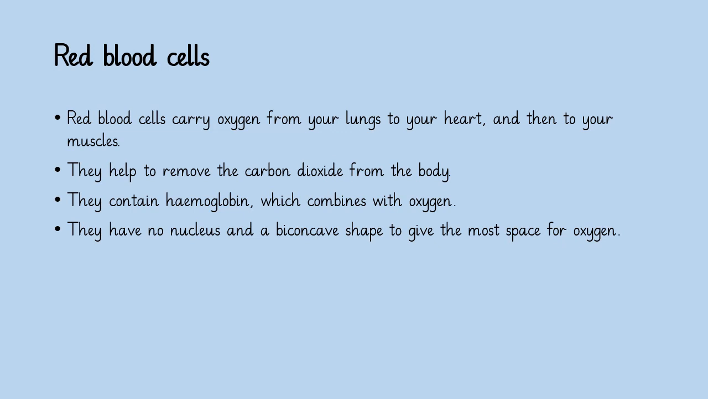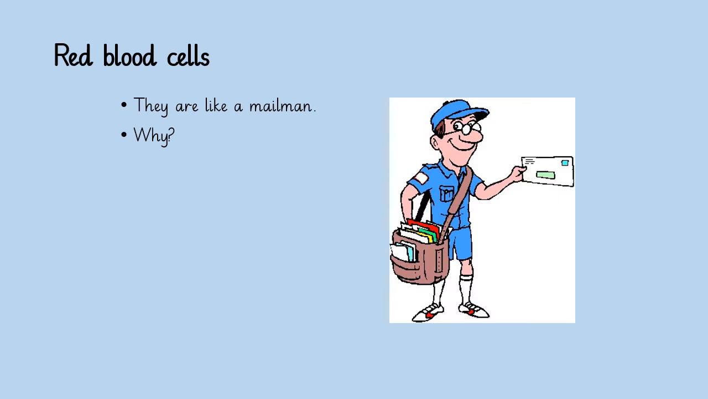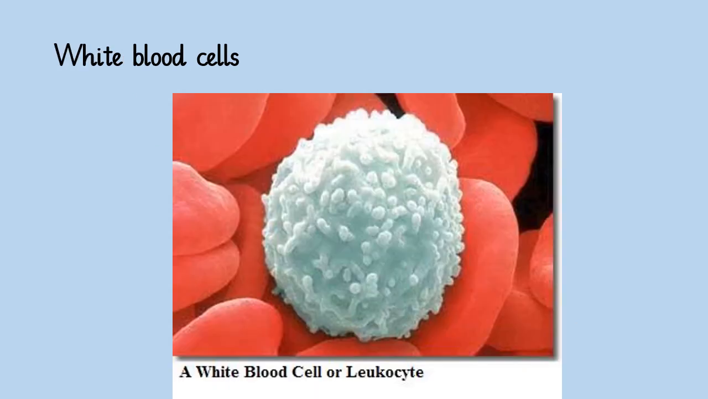Okay. The key thing here is you need to remember that red blood cells are important for carrying the oxygen around your body and removing the waste. So they're a little bit like a postman. Why? Well, because they travel around your body delivering the important things to where they need to be. In this case, the oxygen.